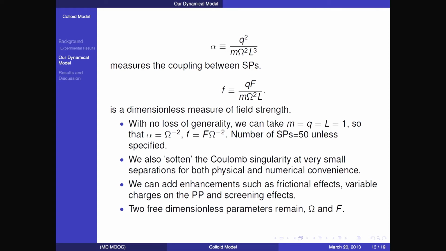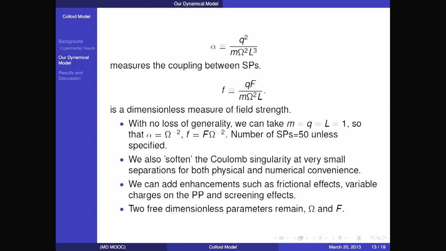There are two parameters that we're left with. The two parameters are this, which is the coupling, which tells you something about the coupling between the two small particles, and this, which is some dimensionless measure of the field strength. So it doesn't just say the absolute field strength outside is so many volts per centimeter. It puts it into perspective of some internal scale.